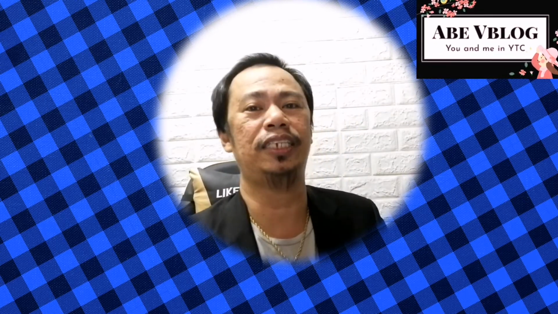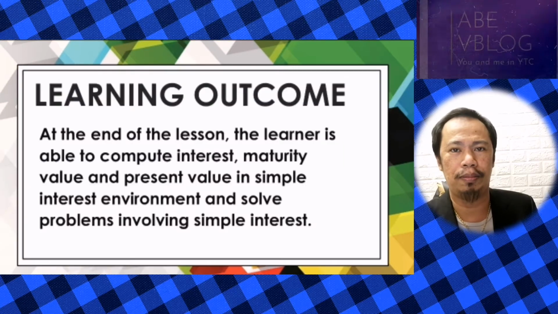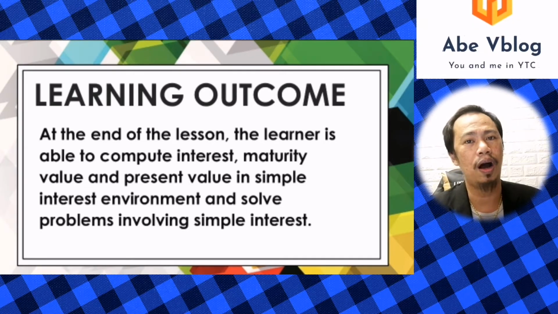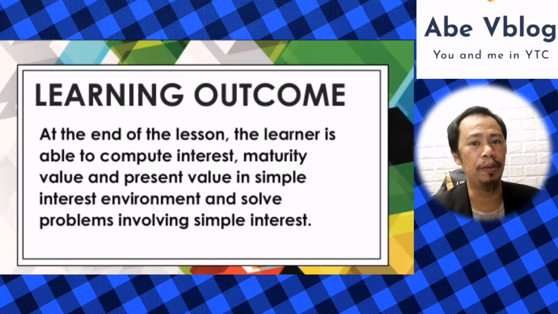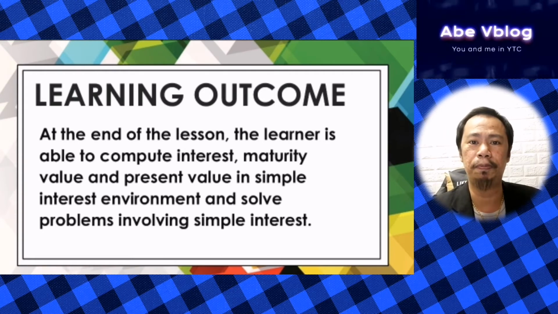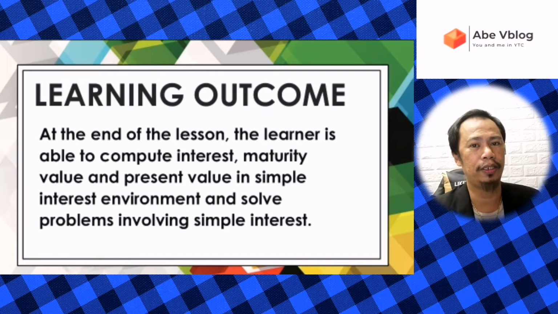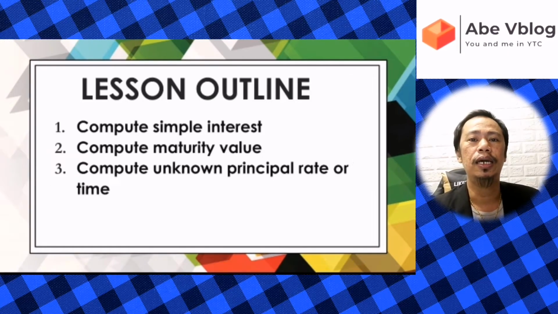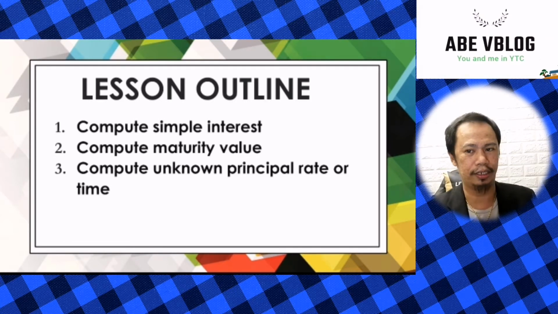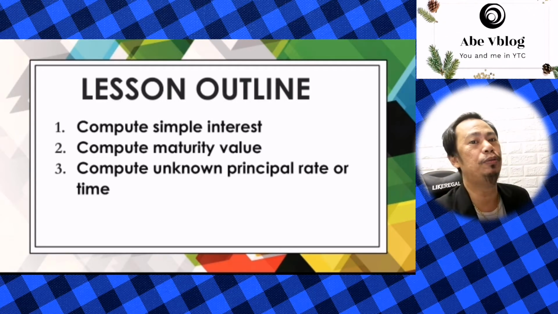So let's start the simple interest. What are the learning outcomes that we're going to discuss today? The learner is able to compute the interest, maturity value, and present value in simple interest environment, and solve problems involving simple interest. Lesson outline: compute simple interest, compute maturity value, compute unknown principal, rate, or time.